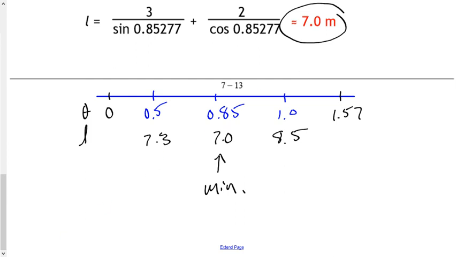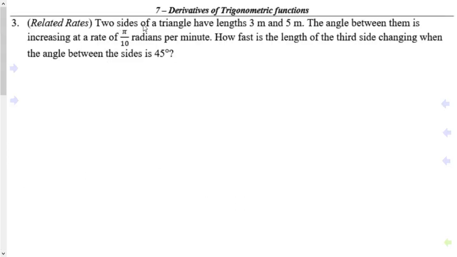On to a different type of question. A related rates question. So we have two sides of a triangle, and we know their lengths, 3 meters and 5 meters, and the angle in between them is increasing. And here's the rate that it's increasing at, pi by 10 radians per minute. How fast is the length of the third side changing when the angle between is 45 degrees?